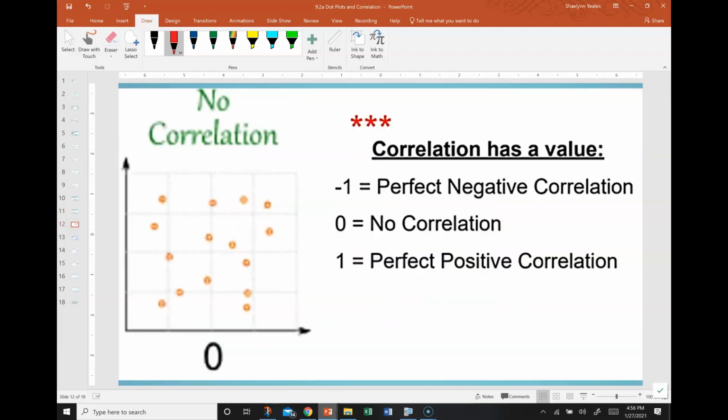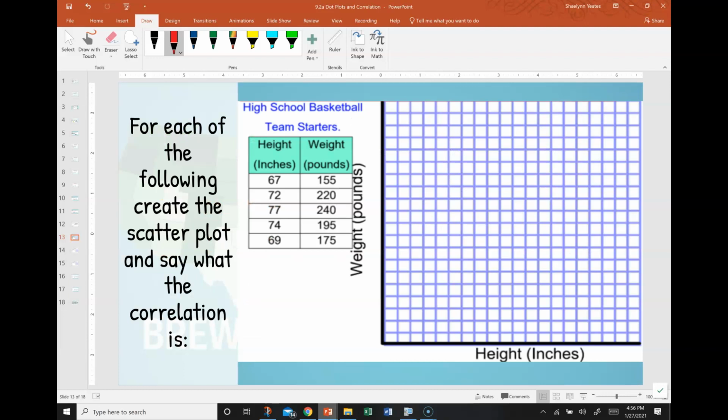So, no correlation is when you have dots all over the place, and the closest approximation you can get is a straight line through the middle. This is a 0 correlation. All right? Okay. So looking here, we're going to create this scatter plot, and then we're going to decide what the correlation is. If it's a high positive, low negative, whatever it is in between.